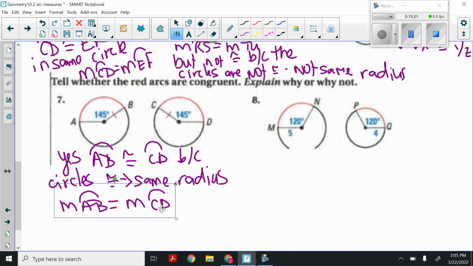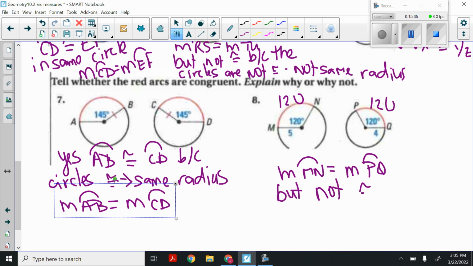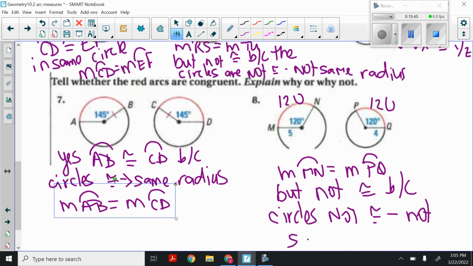All right, so now over here, I see that they're both 120, right? So the measure of arc MN equals the measure of arc PQ. But they're not congruent because my circles are not congruent. I notice that they don't have the same radius, right? Not the same radius. So in this circle, my radius is 5. In this circle, my radius is 4. So they're not the same radius, so the circles cannot be congruent. Therefore, my arcs cannot be congruent.